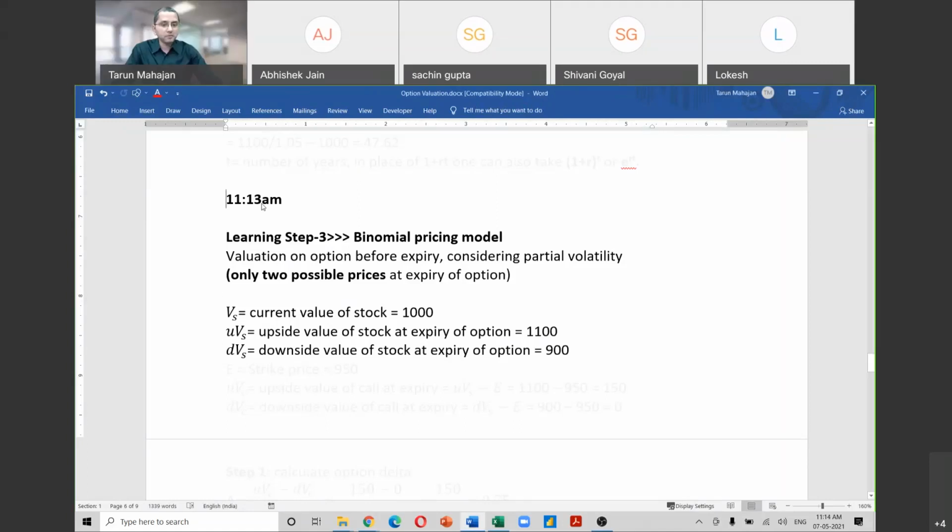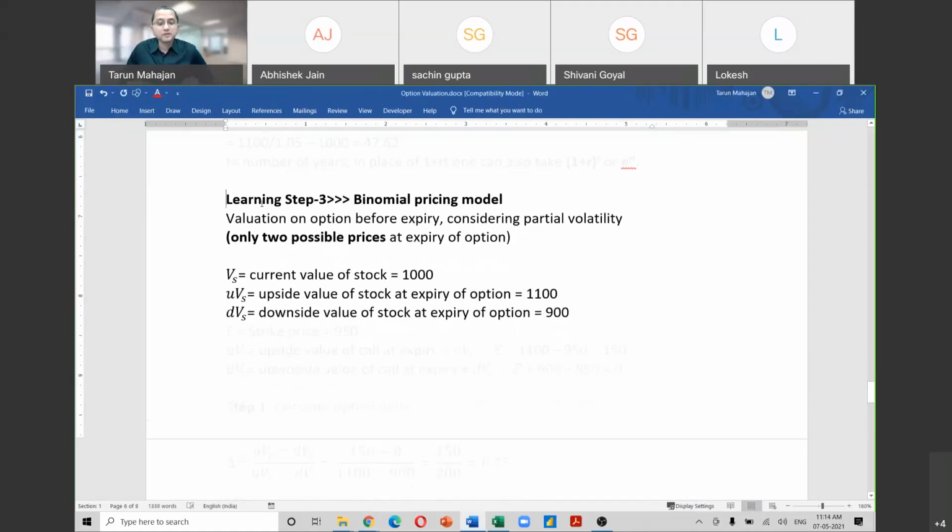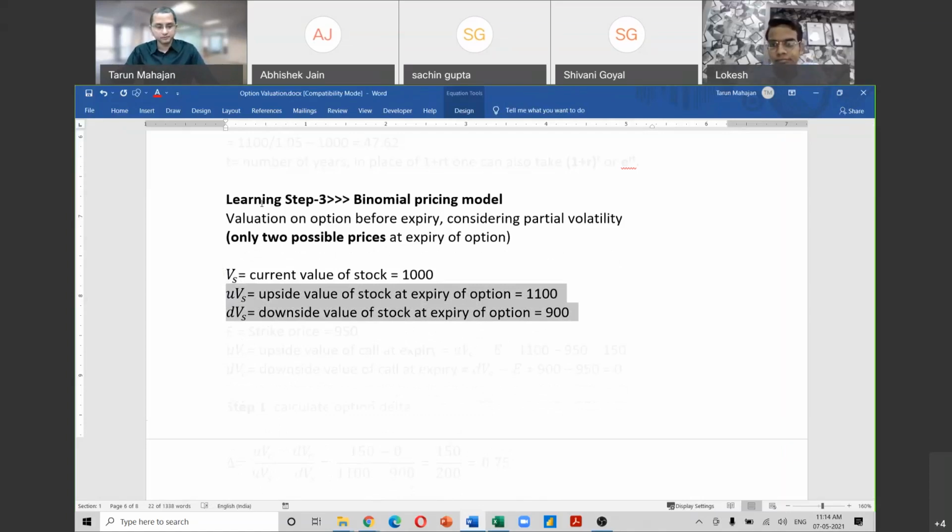Okay, welcome back to the session. Our learning step number 3 for option valuation is the binomial pricing model. Here we are assuming partial volatility. We are assuming that there are only two probable prices, one on the upside and the other on the downside. So a 1,000 rupees share within 6 months can become either 1100 or 900. Nothing else is possible. Only two possibilities are there.